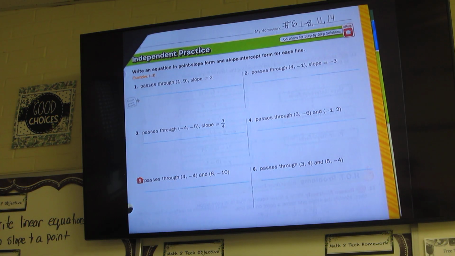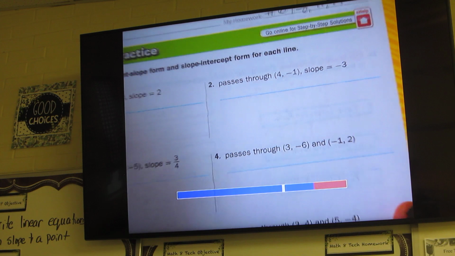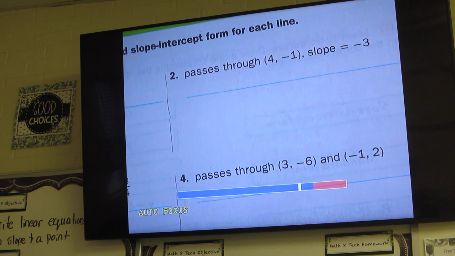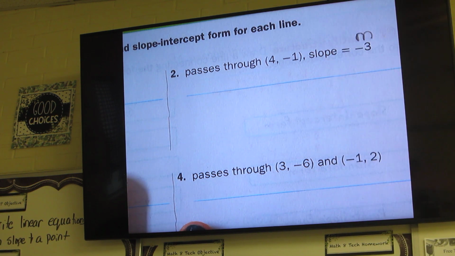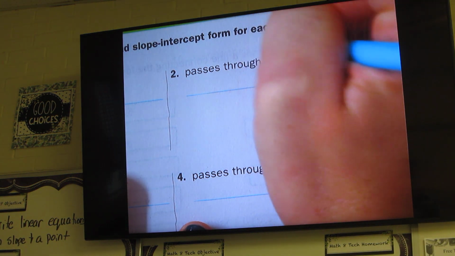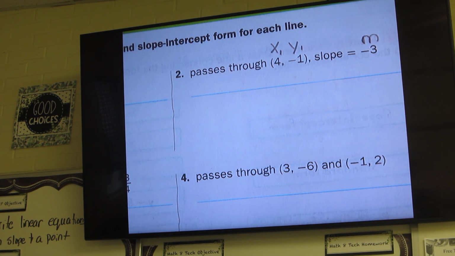Looking at number 2, this is just what I had given my students for homework, and I'm going to go over a few of them. Here I'm given the slope, so I'm given an m, and I'm given my x1 and my y1, because that's my point. If I'm given a point, that's my x1 and y1, and that's my m. So I don't have to find my slope, which is really nice.